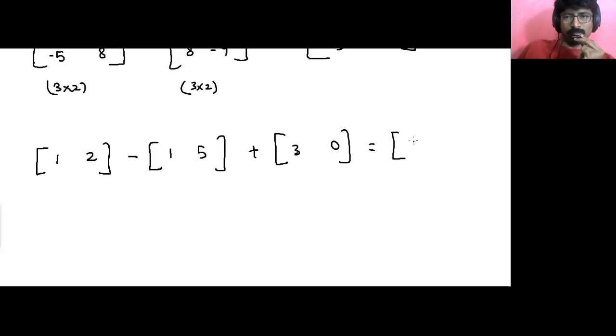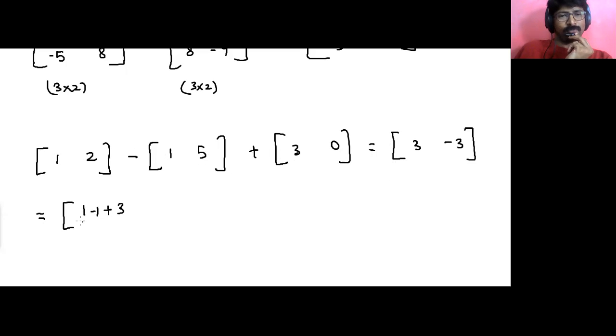0 plus 3 will become 3. Then the second entry: 2 minus 5 will become minus 3. Minus 3 plus 0 will become minus 3. And that's it, that's the final answer. Some people are saying they did not get it, no problem, I'll explain to you. 1 minus 1 plus 3, that will be our first entry, and the second entry will be 2 minus 5 plus 0.